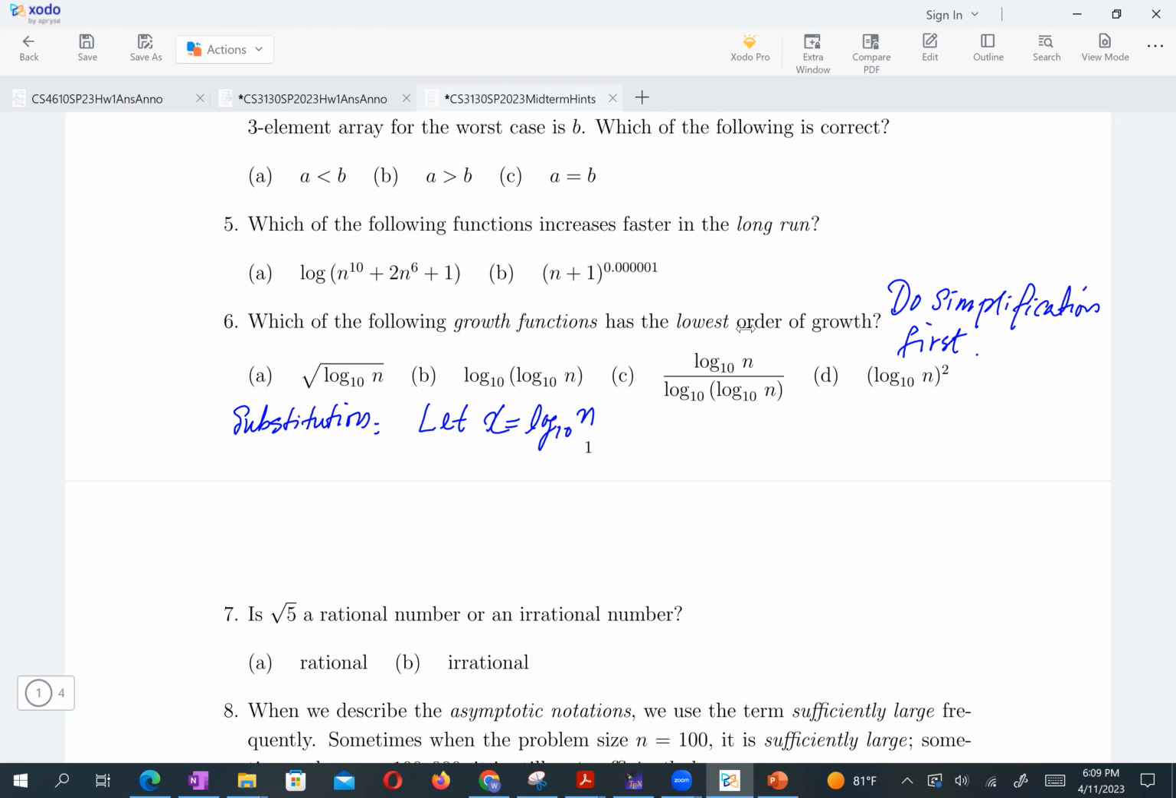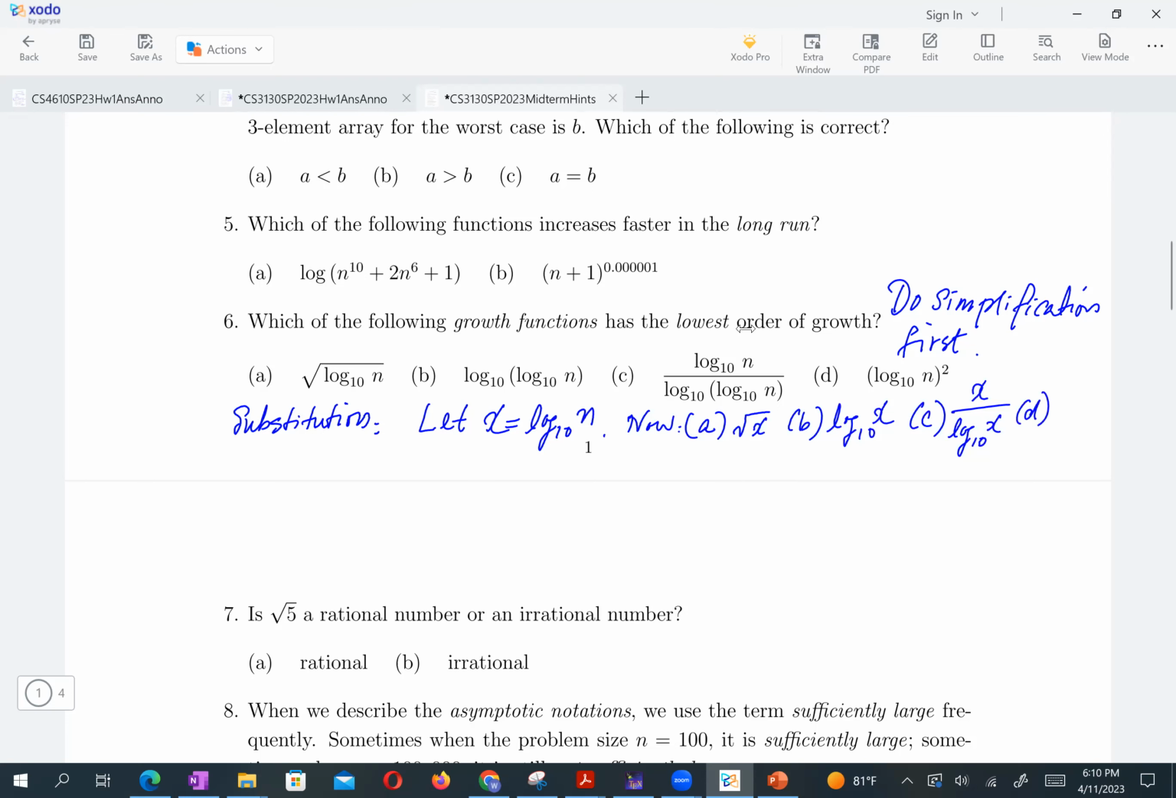So now, the 4 given options. Option A, just root of x. Option B, log base 10 of x. Option C, x over log base 10 of x. And option D, x squared. How about that?